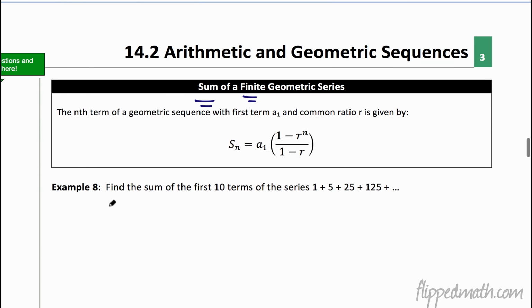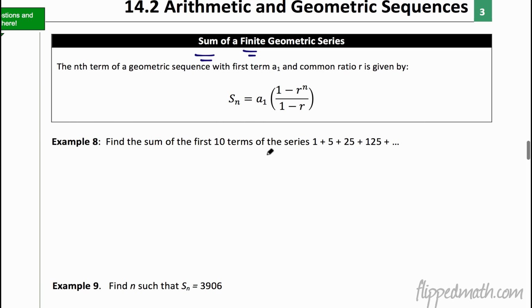Well, easy enough. Let's find example 8 here. Find the sum of the first 10 terms of this series. Now first, I'm going to look at it. Make sure it's geometric. So we got times 5. Times 5. Times 5. So yeah, we have a common ratio, or just r, as used in the formula, of 5. And the first term here they give us is a sub 1.